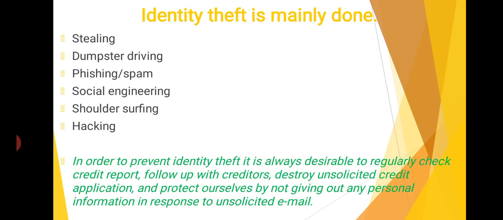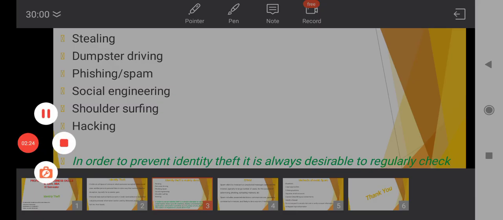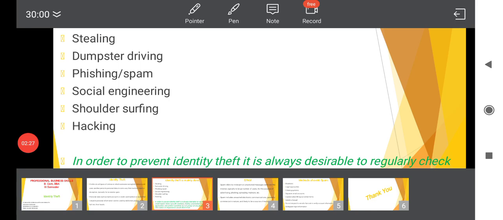Then, how can this identity theft be done? This identity theft can be done by stealing, dumpster diving, phishing, social engineering, shoulder surfing, hacking. These are all the ways we can have this identity theft.